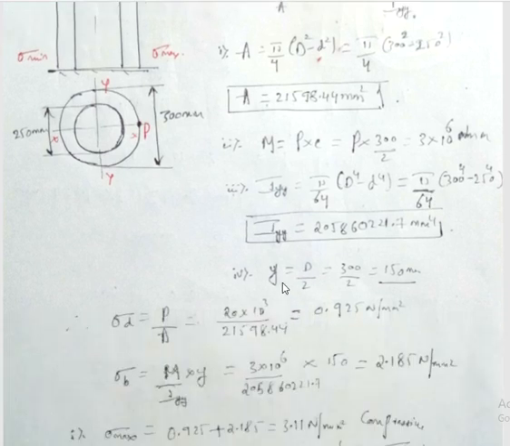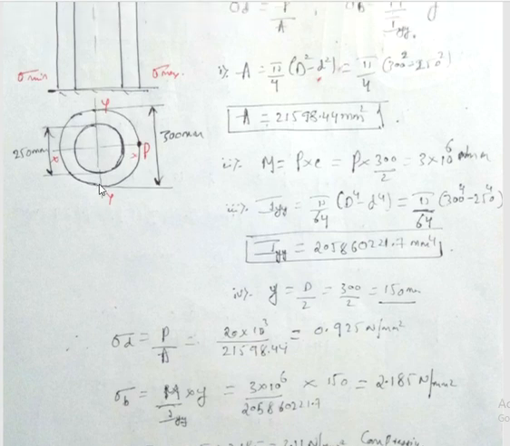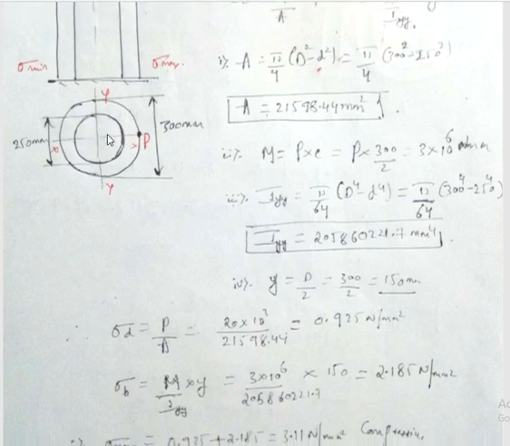Then y is nothing but the distance from the neutral axis. Since I have taken Iyy, the distance from the neutral axis to the extreme fiber, that is this one, is nothing but the radius, that is 300 by 2. So radius is 150 mm. Substitute the values which you have found out, then you will get direct stress as P by area. P is 20 into 10 raised to 3 Newton divided by area, which is this value.